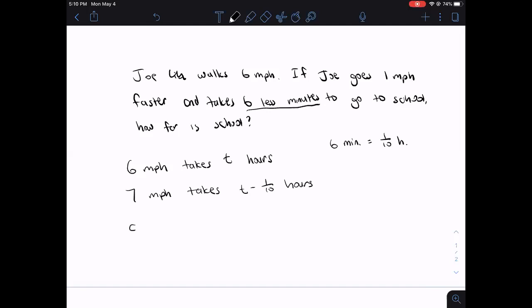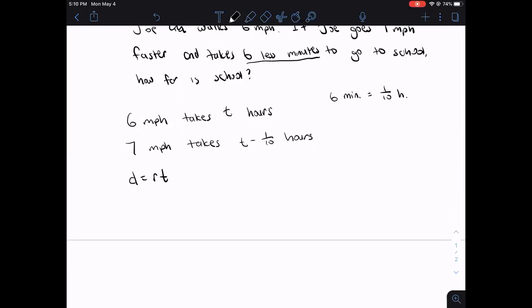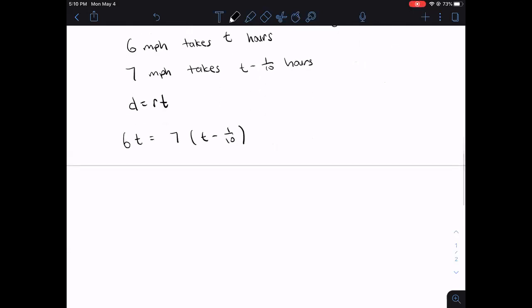So now we can use D equals RT. We know that the two distances during this time are equal, like Jennifer says. So 6T is 7 times T minus 1 over 10. And this is just a linear equation in T, so we solve. That's 7T minus 7 over 10. So we get T equals 7 over 10. And we might be wondering, what are the units? So we notice we use hours here. So this must be hours. And this is 42 minutes.